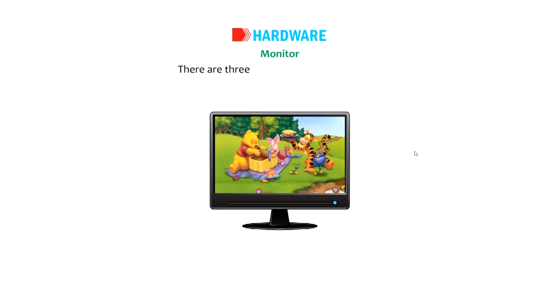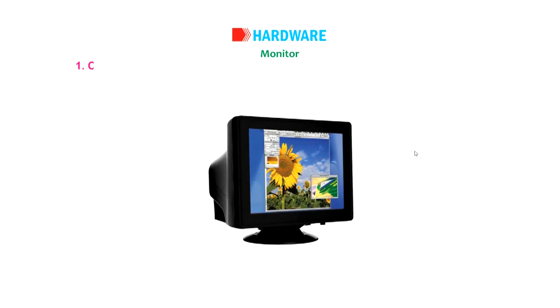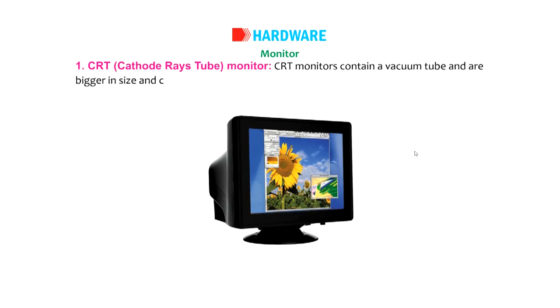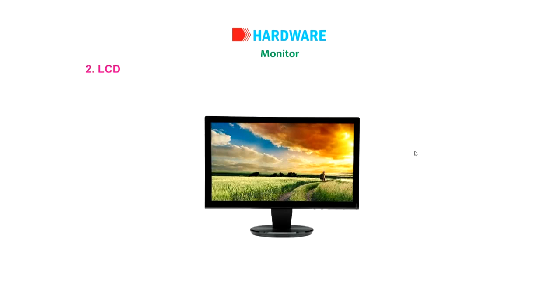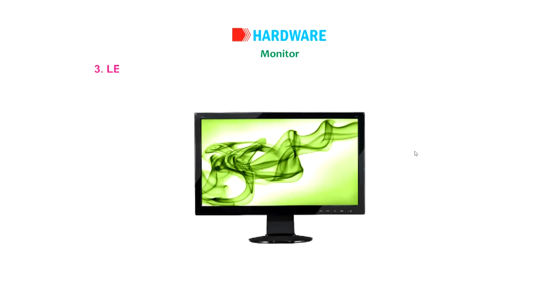There are 3 different types of monitors. Number 1, CRT, Cathode Ray Tube Monitor. CRT monitors contain a vacuum tube and are bigger in size and consume more power. Number 2, LCD, Liquid Crystal Display Monitor. LCD monitor has a flat type of screen. It consumes less power.